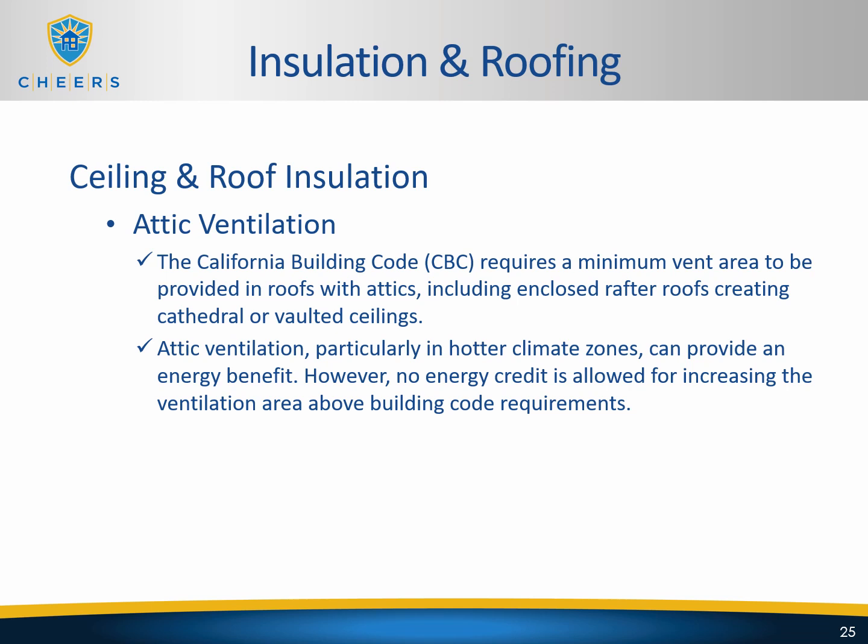The California Building Code requires a minimum vent area to be provided in roofs with attics, including enclosed rafter roofs creating cathedral or vaulted ceilings. Now, attic ventilation, particularly in hotter climate zones, can provide an energy benefit. The easier it is for the hot air to get out of the attic and be replaced by the cooler outside air, the lower the temperature is, the better job your insulation can do. However, there is no energy credit allowed for increasing the ventilation area above the building code requirements. You can model it, but there is no energy credit allowed through the performance method.